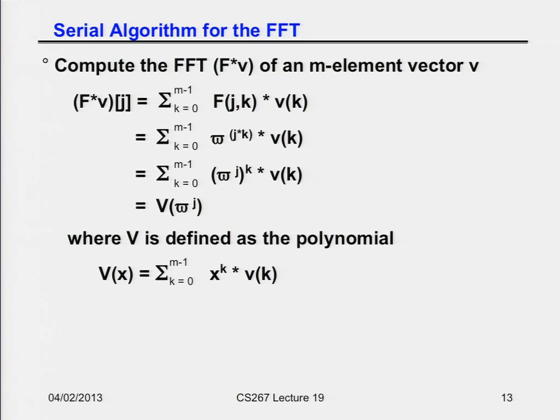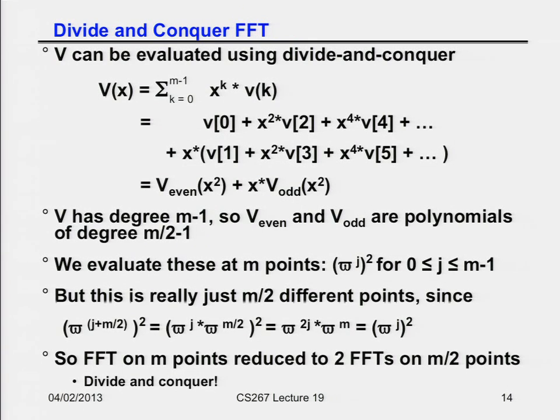So what I need to do is figure out how to take this problem, which is evaluating a polynomial. The degree of the polynomial is m minus 1. There are m terms in it. I'm evaluating it at m points, so that's the problem of size m. And I want to make it two problems of size m over 2. And the idea is this.